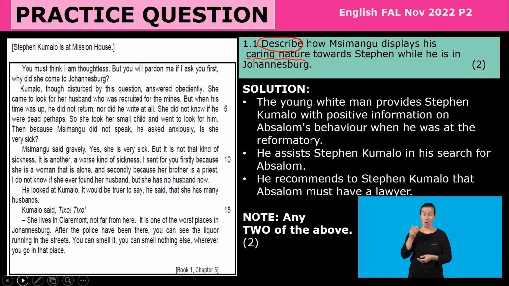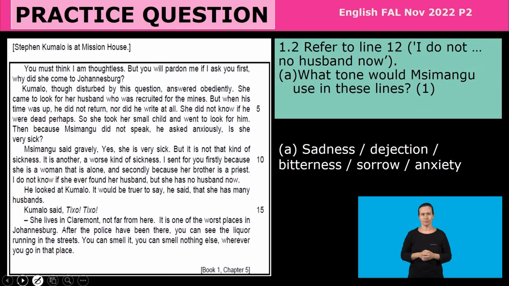The white man provides Stephen Khumalo with positive information on Absalom's behavior when he was at the reformatory. He assists Stephen Khumalo in his search for Absalom. Also, he recommends to Stephen Khumalo that Absalom must have a lawyer. All right, remember, a caring nature. Okay, so remember in your response, you can use any two of these in which to respond to the question that is given you. So let's move on to question 1.2.